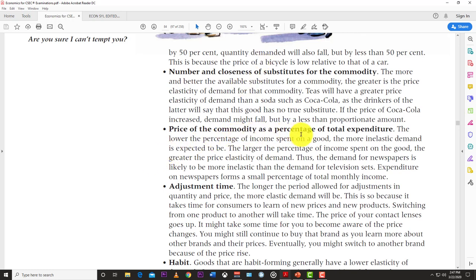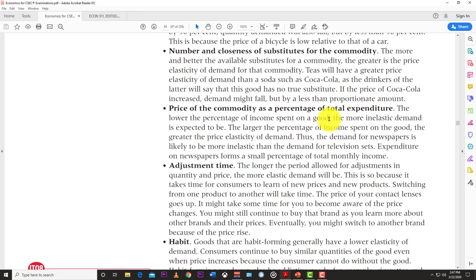Then you have the price of the commodity as a percentage of total expenditure. What this is simply saying is, let's read it. The lower the percentage of your income spent on a good, the more inelastic demand is expected to be. The larger the percentage of income spent on the good, the greater the price elasticity of that good. Thus, demand for newspapers is likely to be more inelastic than the demand for television sets. A next example is things like matches to light your stove, or even salt. Whether the price of salt goes up or down, you're not going to buy extra salt to put down anywhere. So salt doesn't really take up a high percentage of your income. Whether the price goes up or down, you're still going to buy your one canister of salt until it is finished.